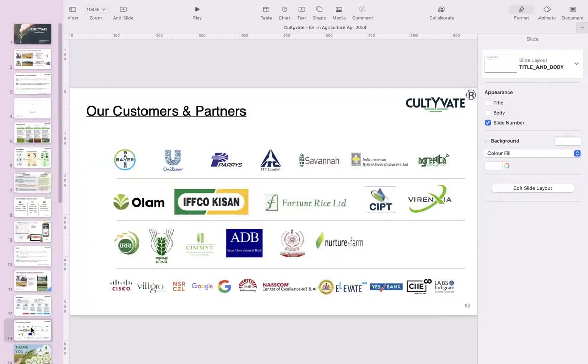And now I'm on to a slide that talks about our customers and partners. We have got big customers like Bayer Crop Sciences, Unilever, EID Parry, ITC, Seven Acids kind of people. And also in terms of the cooperative movement, we have got big clients like IFFCO Kisan and Fortune Rice. And not only that, we are also partnered with the International Rice Research Institute, IRRI, ICAR, CIMMYT, Asian Development Bank. All these people have looked at our technology, appreciated the impact it's making on the farmers, and have supported us and partnered with us. And even big tech giants like Cisco or Google have been our partners in our journey and have supported us.